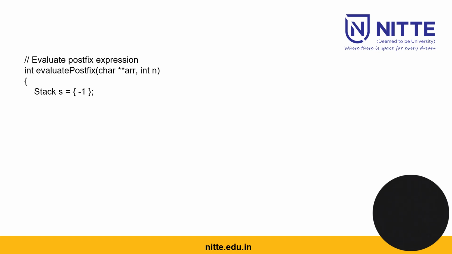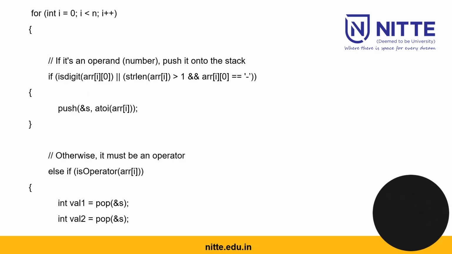Now stack s is equal to -1. Initially we will just assume that it contains the value -1. Next we will write for int i equals 0, i less than n, i plus plus. So for i equals 0.